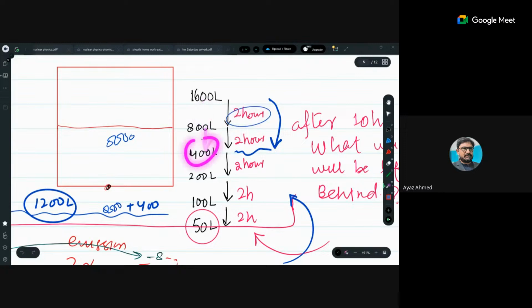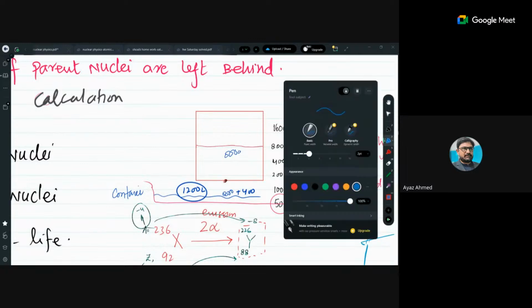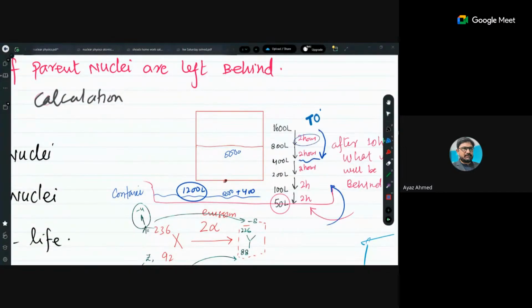So after 2 hours it would be 800 left. After 4 hours 400 left. After 6 hours 200 is left. After 8 hours 100 is left, and after 10 hours 50 is left. So it means half life क्या हो रही है आपकी, that is a constant factor, and total time is equal to half life time into number of half lives, isn't it? Can I develop this equation from this relation, that how is the total time related with number of half lives?